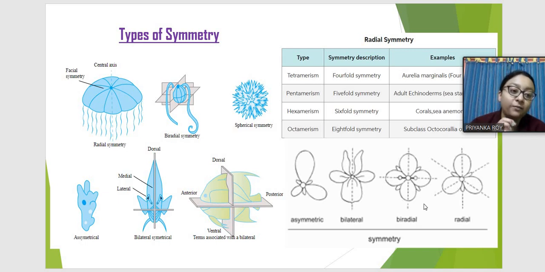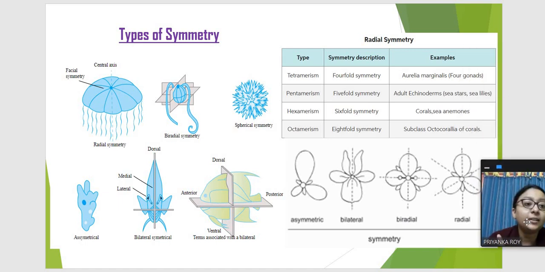Radial symmetry is anything which can be cut, the body can be cut through any radius. Suppose it's a circle, and in any radius you are cutting and you are getting two equal halves. Exactly similar halves. So that is called a radial symmetry. So biradial symmetry is, it can be either cut into different radius, or it can be cut through one plane giving two equal halves. So this is a combination of both bilateral and radial symmetry. That is known as biradial symmetry.